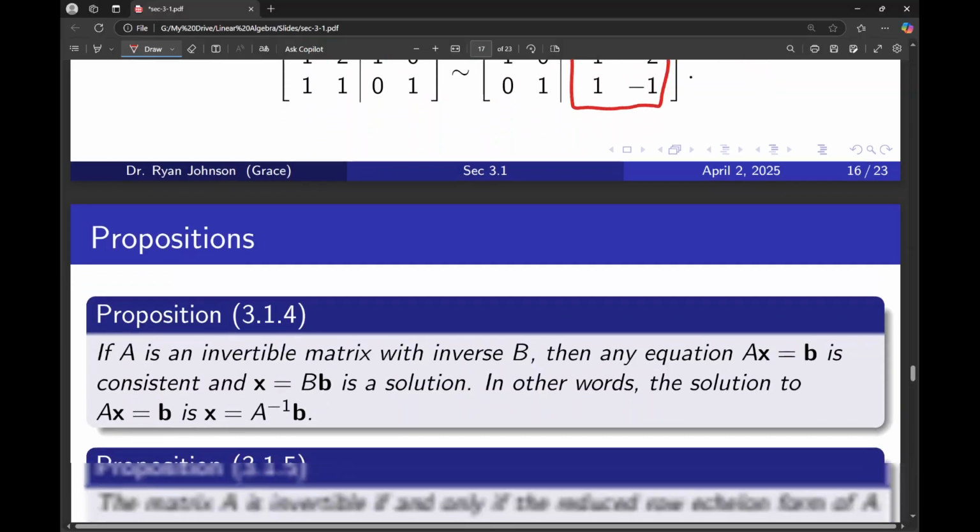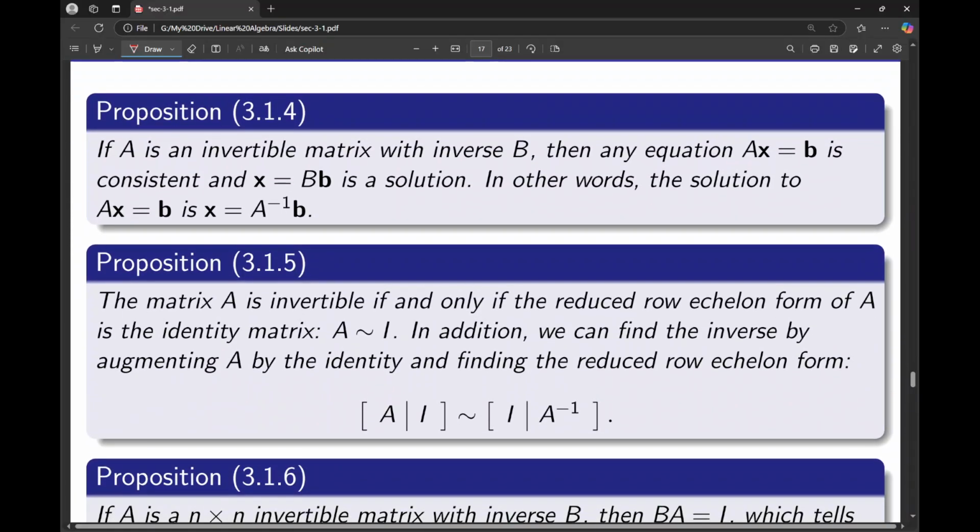All right, so let's say some things formally then. Proposition 314: if A is an invertible matrix with inverse B, then any equation AX equals b is consistent and X equals B times b is a solution. In other words, the solution to this, solving for X, is that X equals A inverse b.